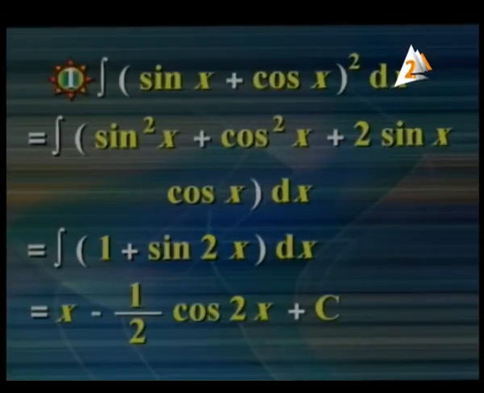What is the integration? The integration of 1 equals x, a constant times x. The integration of sine is negative cosine 2x divided by the coefficient of x, which is 2, plus c. Then the answer becomes x minus 1 over 2 cosine 2x plus c.